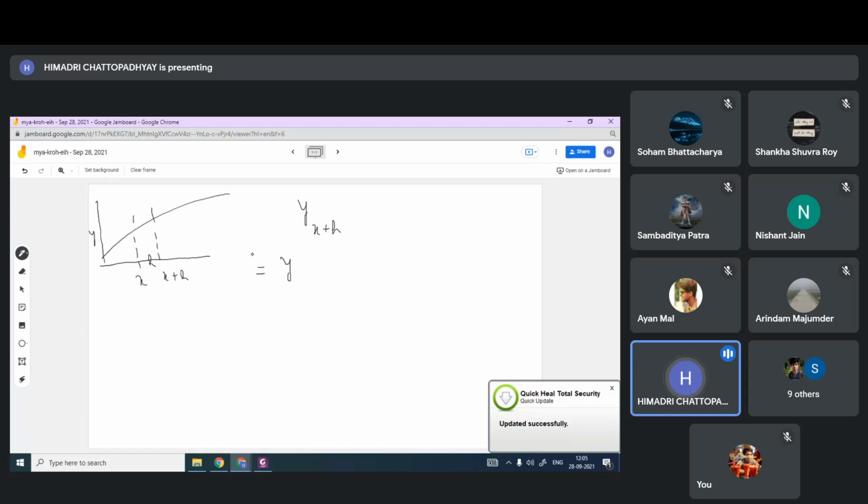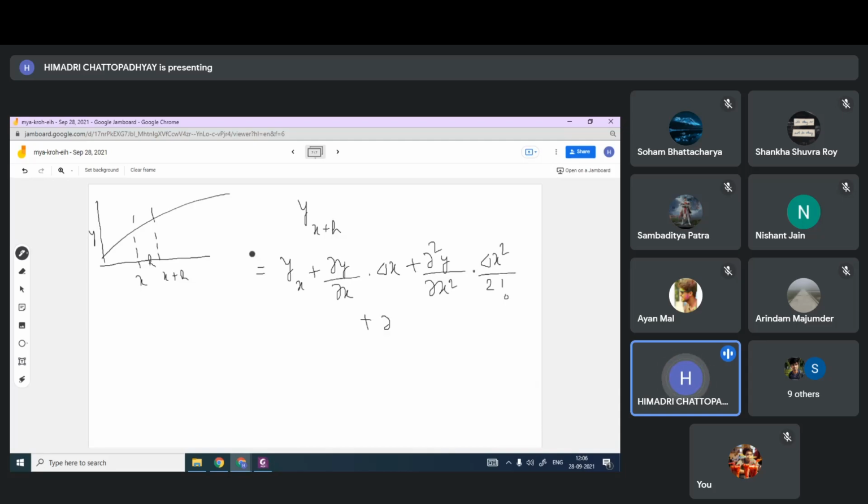It is equal to y at x plus del y del x into delta x, plus second derivative into delta x square by 2, plus third derivative into delta x cube by 3. So this goes on as an infinite series. This is Taylor's formula. So you know that, isn't it? Yes, sir. So you see, if it is a linear problem, these terms all vanish.